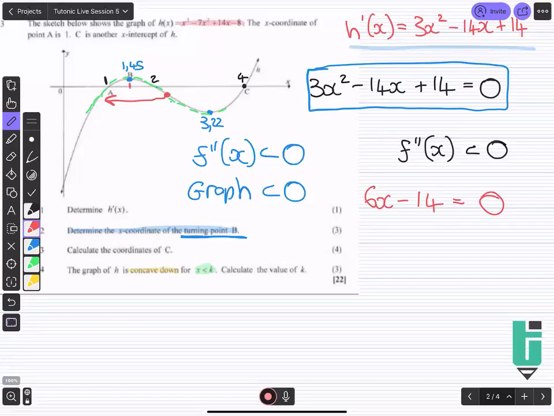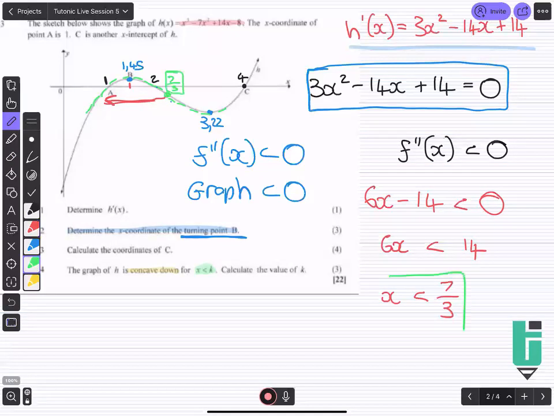So we're saying, okay, 6x minus 4 is smaller than 0. So therefore 6x is smaller than 14. Therefore x must be smaller than? Divide by 6. 7/3. And I think 7/3 is probably over here. This is the point of inflection. And we're saying it must be smaller. And that makes sense, right? So that's what we've shown graphically. It must be smaller.